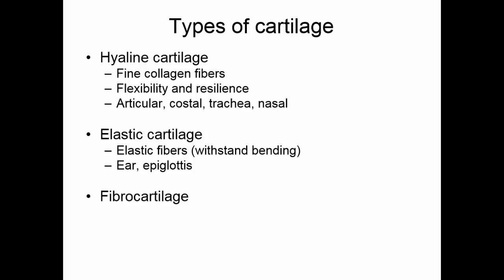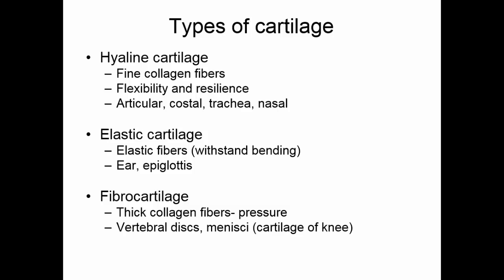And then we have the fibrocartilage. Here the collagen fibers are very thick so that we have a pressure-resistant type structure. The vertebral discs and the menisci of the knee, these are the pad-like cartilages in the knee.